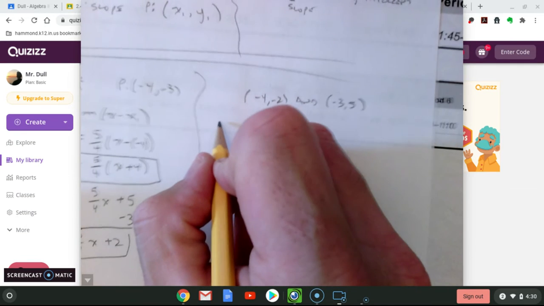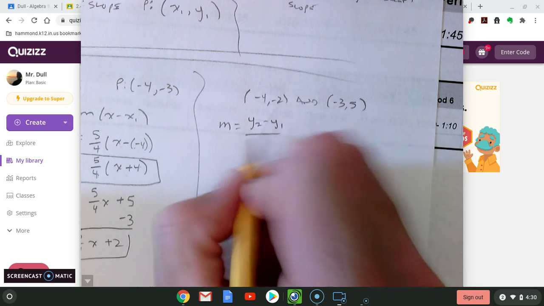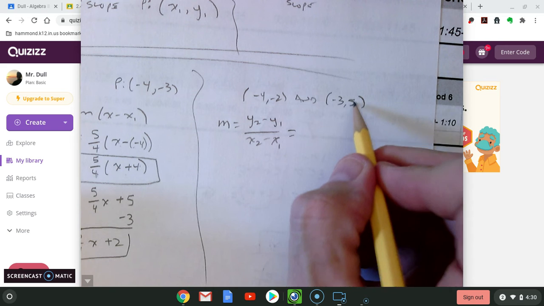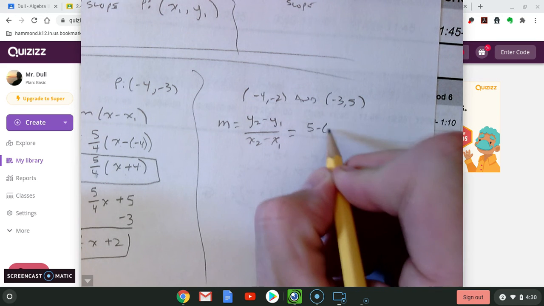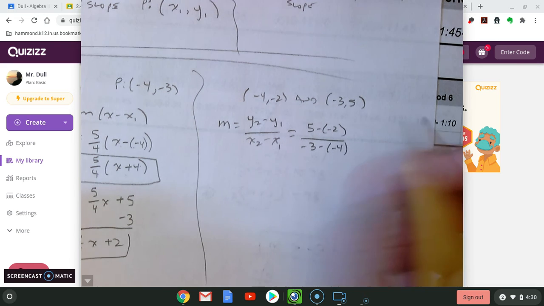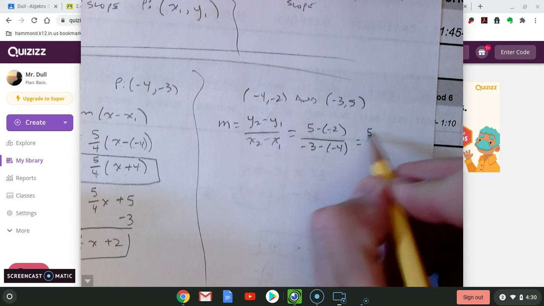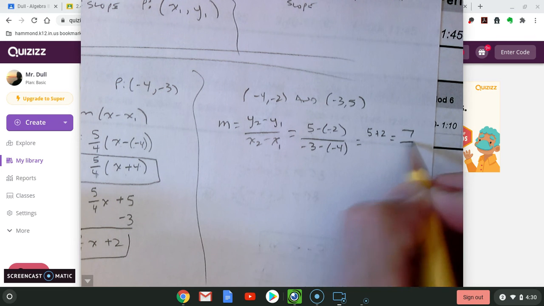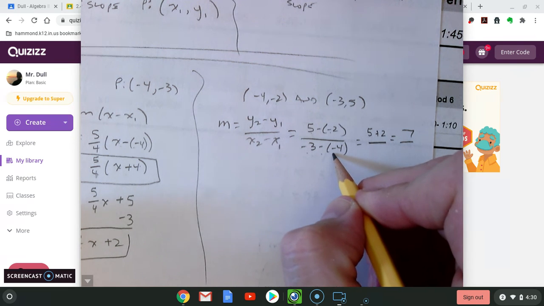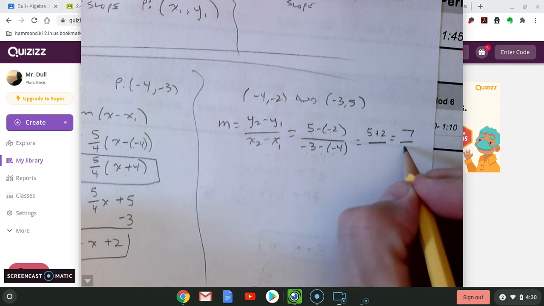So the first thing I need is a slope. So y2 minus y1 over x2 minus x1. Let's plug in some values. 5 minus negative 2 and negative 3 minus negative 4. Okay, 5 minus negative 2 is like saying 5 plus 2. That's 7. Negative 3 minus negative 4 is like saying negative 3 plus 4. That's 1.